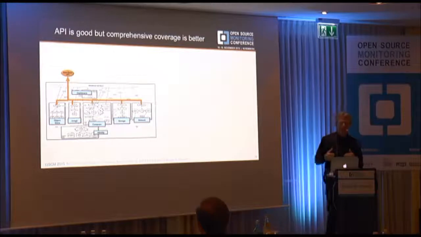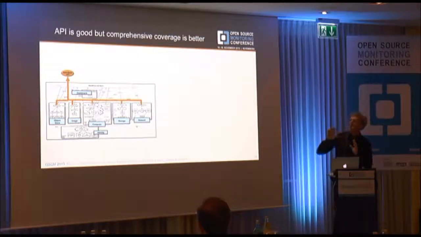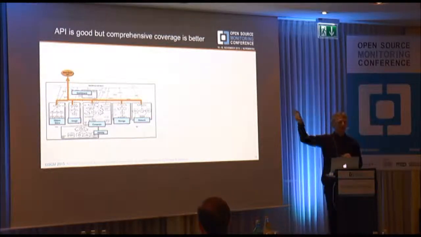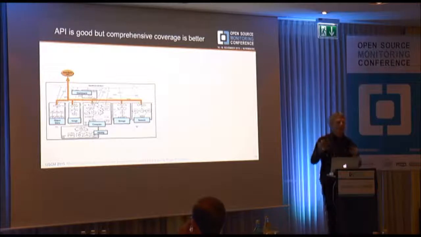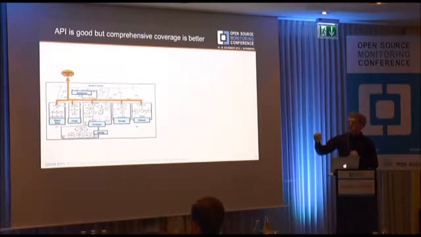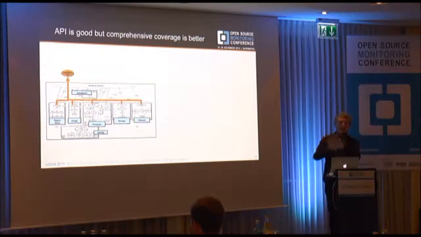But now I step back again. So, okay, even if we achieve the perfect API for OpenStack, we get all the information out of OpenStack. We get it out of the hypervisor, the storage, the network, how they are aligned and everything. It's not the whole picture, right?